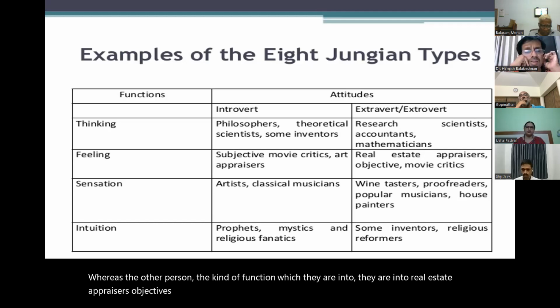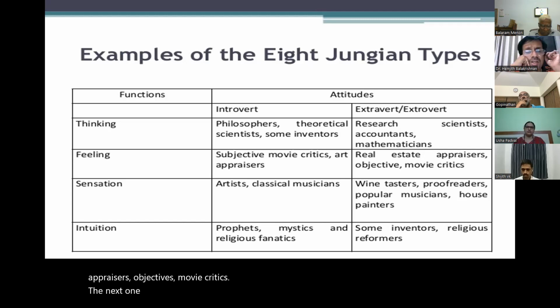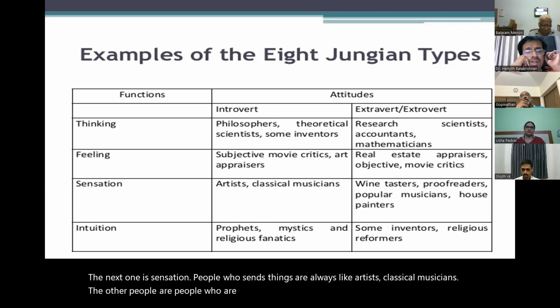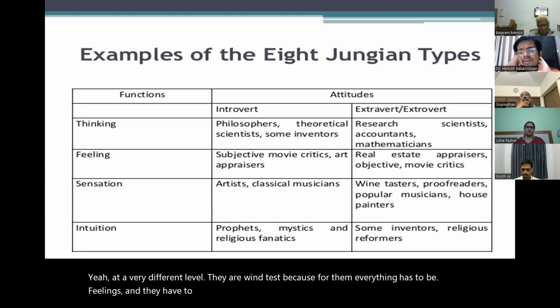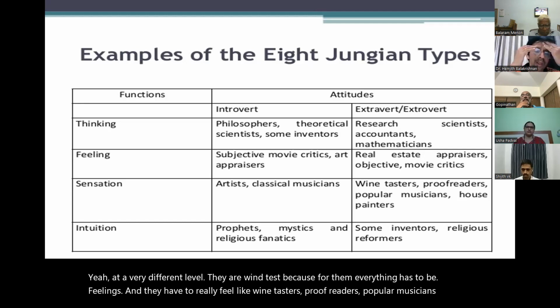movie critics. The next one is sensation. People who sense things are always like artists, classical musicians. The other people are generally at a very different level. They are wine tasters, because for them everything has to be feelings, and they have to really feel it. Like wine tasters, proofreaders, popular musicians, house painters.